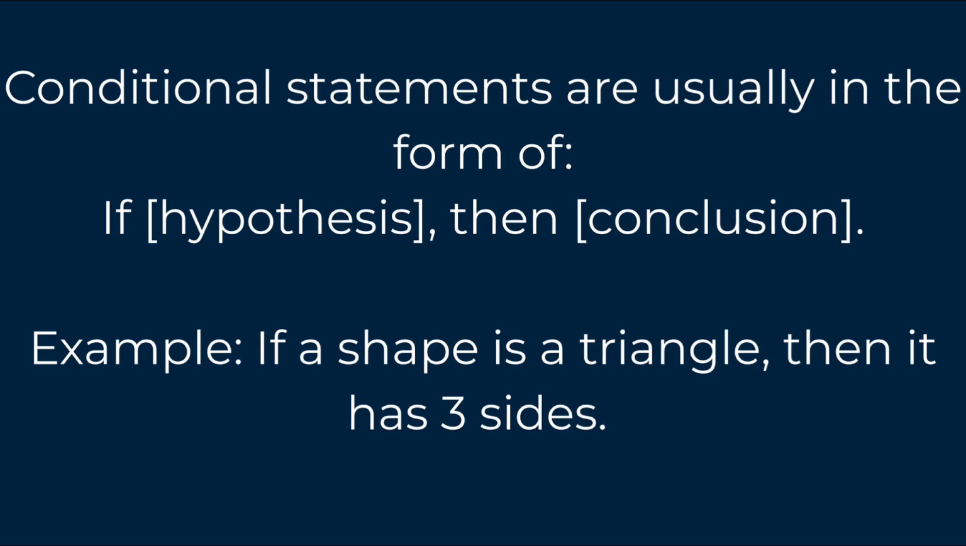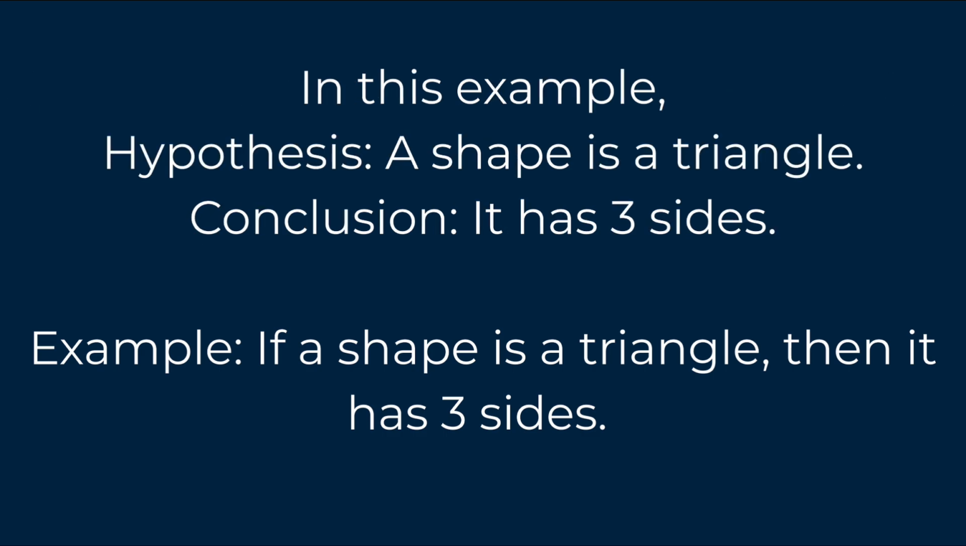Now, what is a hypothesis and what is a conclusion? A hypothesis is what you are trying to state. Let's say, if a shape is a triangle, that would be our hypothesis. And our conclusion is what we gain from our hypothesis. Then it has three sides. That would be our conclusion. Our hypothesis is what we start with, and our conclusion is what we finish with.